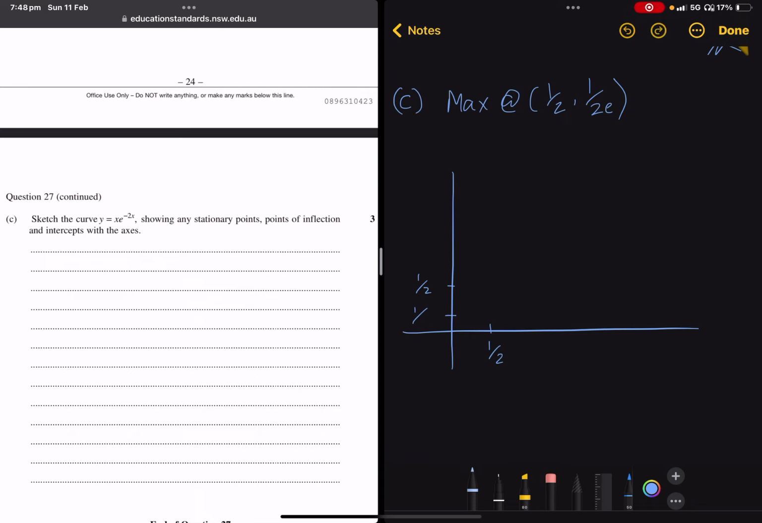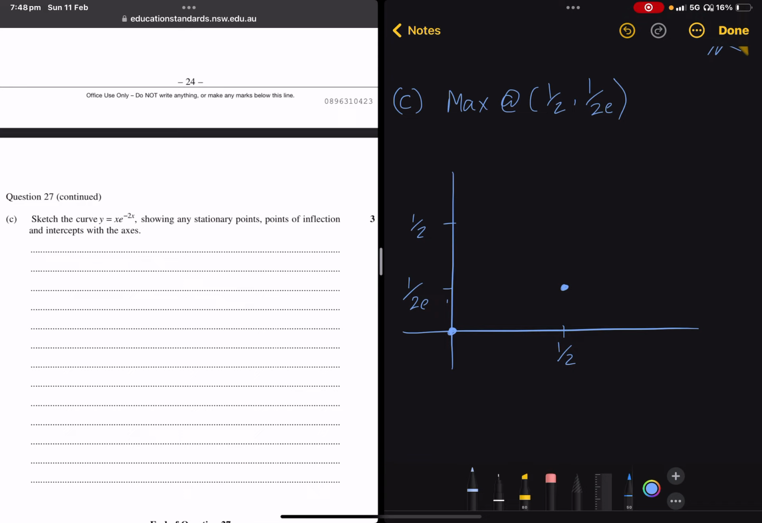Now we could actually change the scale here. We might change the scale of both of the axes. We might make this 1/2. We might make this 1/2. And that makes a number somewhere down here is 1 on 2e. So we have a maximum here. Now, intercepts with the axes, well, it has to cut at 0. When x is 0, y is 0, so we know this happens.